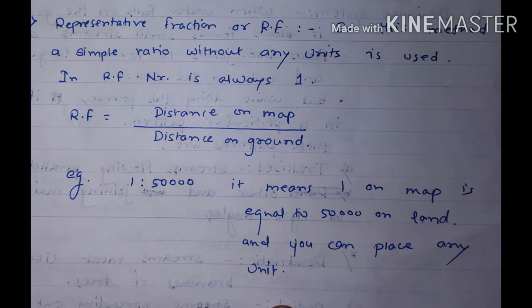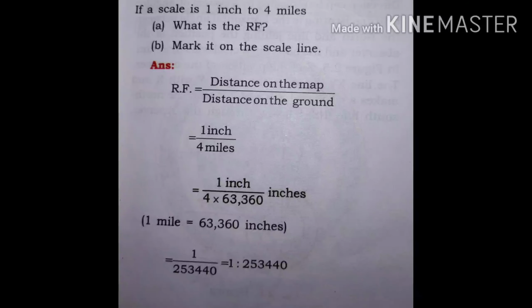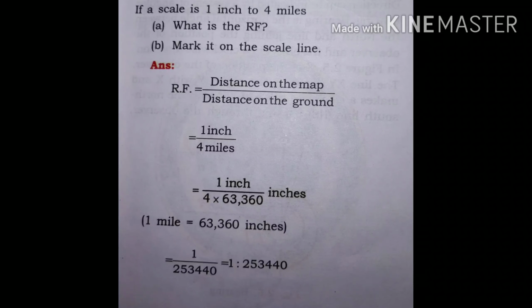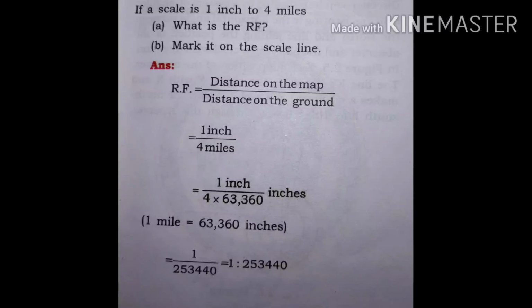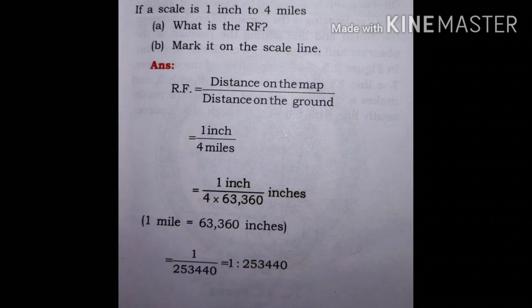Any scale that is a statement or a linear scale can be converted into a representative fraction. We will see with the help of an example how a simple scale or a verbal scale, or a statement scale, can be converted into a representative fraction. In our example, a verbal scale is given as 1 inch to 4 miles, meaning 1 inch on the map is equal to 4 miles on the land.